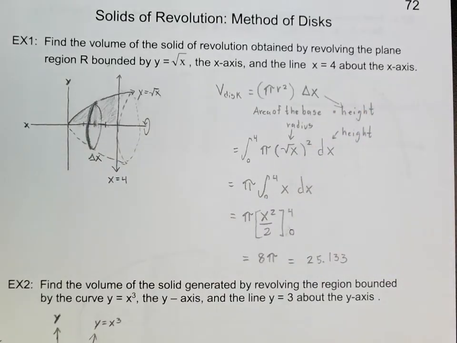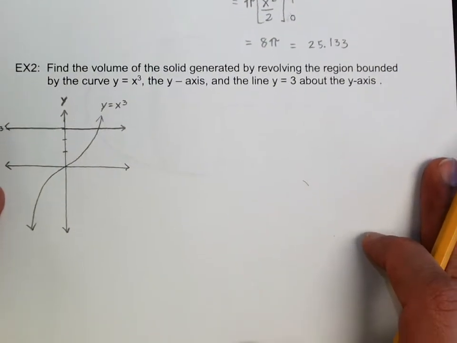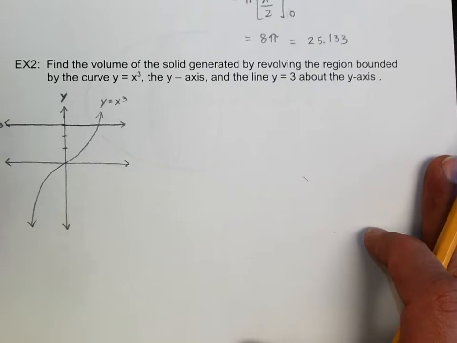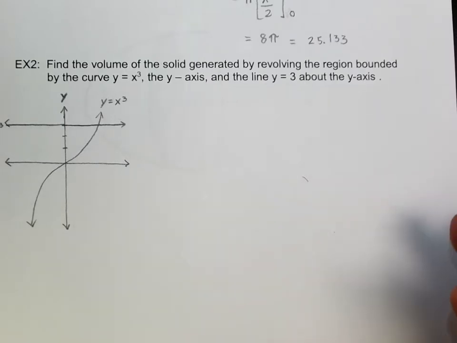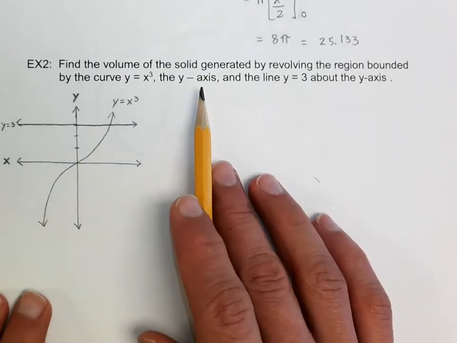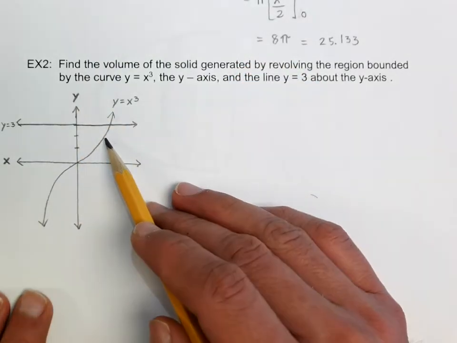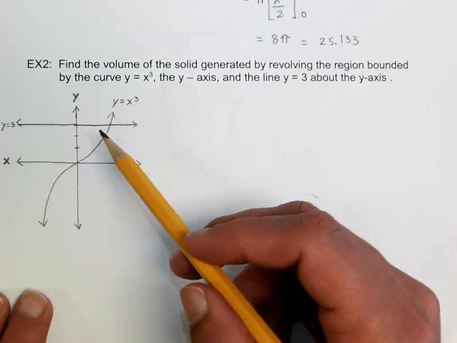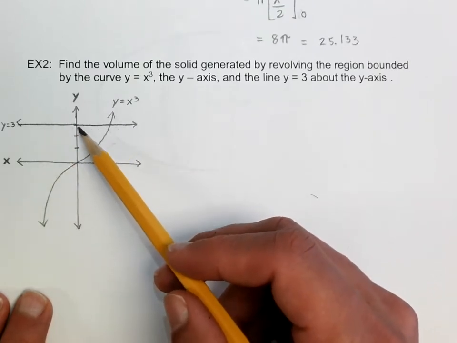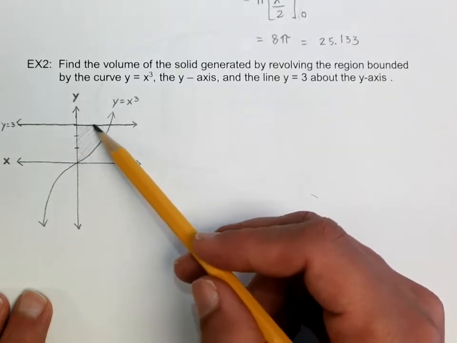Okay, so let's go to the next one. Hopefully it'll make more sense the second time around. Now in this one, we're finding the volume of a solid generated by revolving the region bounded by the curve y equals x cubed, which is this function right here, the y-axis, so this axis right here, and the line y is equal to 3, so this line. So that area that's being bounded is this. That's the region we're playing with.